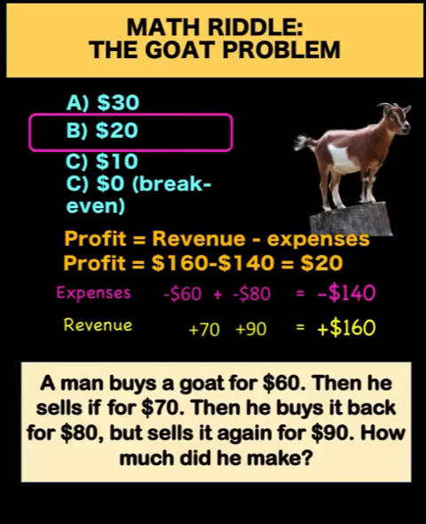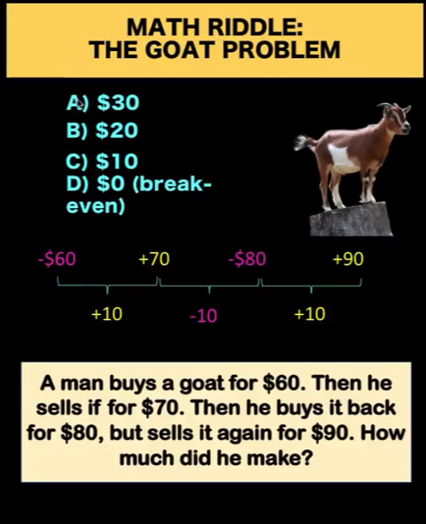Now, why are there so many people answering 30, 10, or 0? Let's analyze their thinking process, how they arrive at those numbers. So for those who answered $30, this is what they're thinking. The man spent $60 to buy the goat for the first time, and at the end of all these transactions, he pocketed $90, and therefore from the capital of $60 to the final revenue of $90, there is a profit of $30.